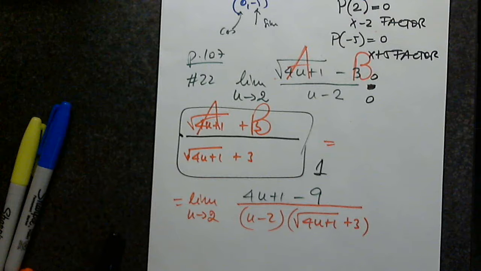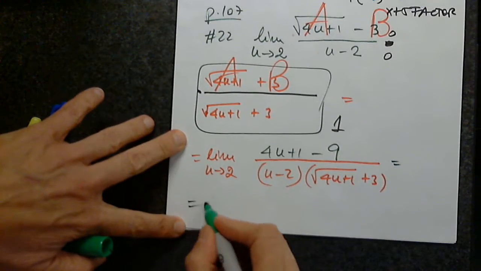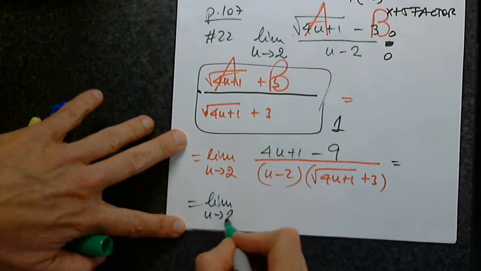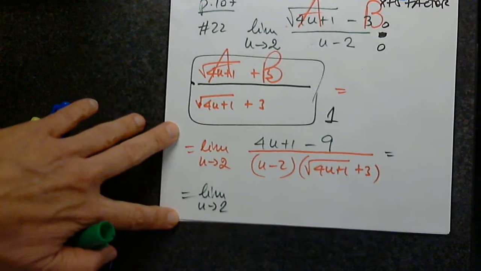A factor of u minus 2, as we just discussed, exactly. A factor of u minus 2 has to come out from the top. If this limit exists, there must be a u minus 2 that will cancel the u minus 2 from the bottom. Otherwise, the limit will not exist. So, limit, do not forget the limit operator. We're not done with it yet.